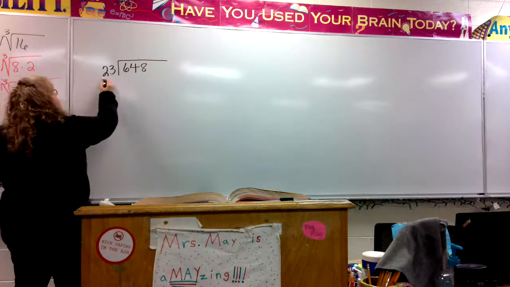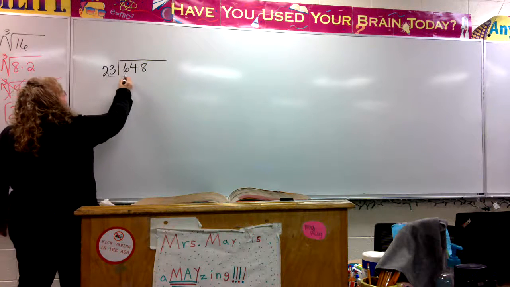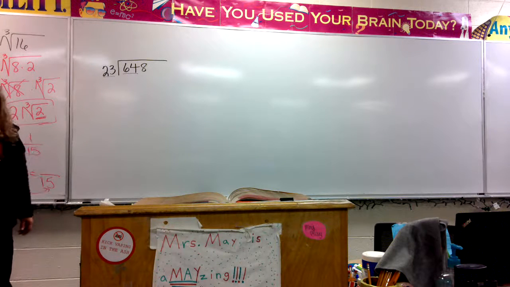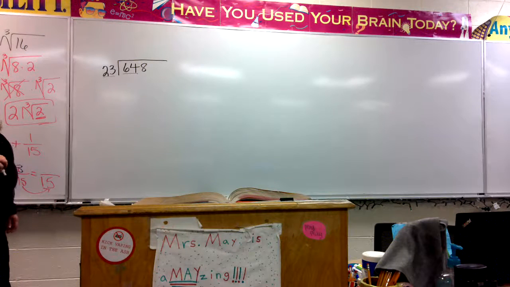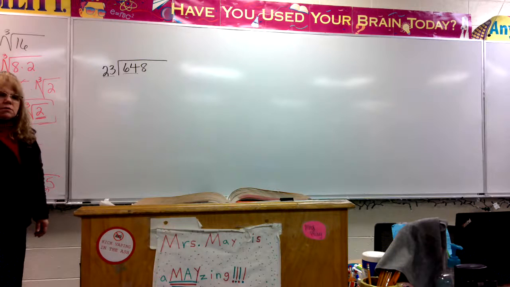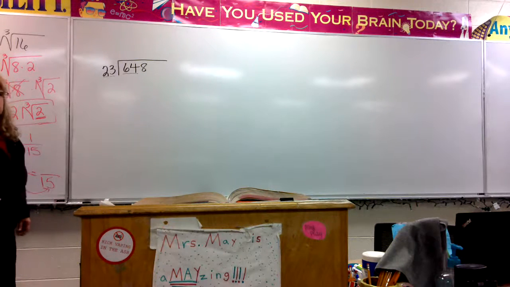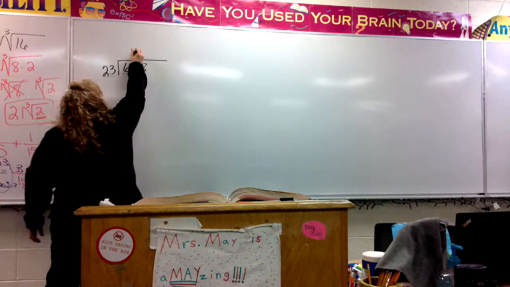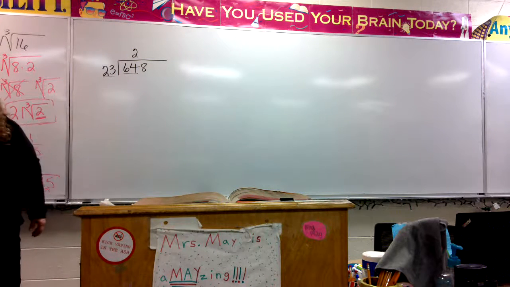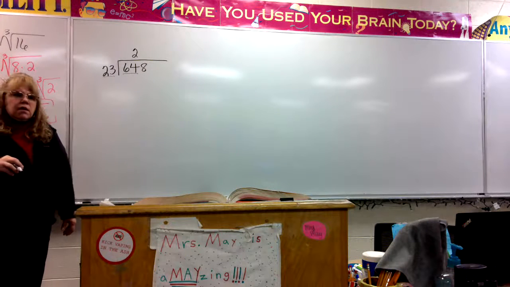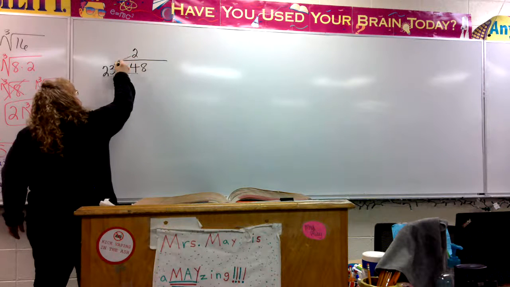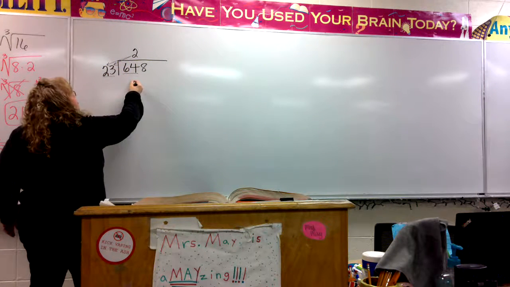So you remember how to do this, or maybe not. You know, you have to ask yourself, 23 times what is 64? Or in other words, how many times does 23 go into 64? 2? And remember, we put it up here. And what did you do after you put it up there? The next step was to multiply. You multiplied this, and you put the answer under here.